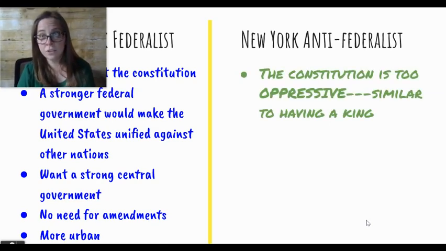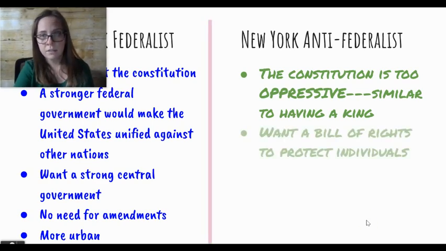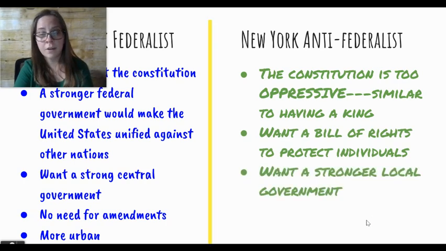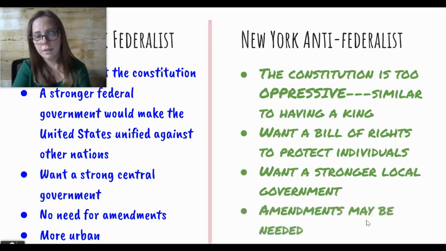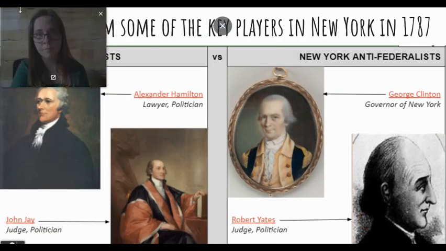Now let's take a look again at those New York Anti-Federalists. They think that the Constitution is too oppressive. It's like having a king again. They want a Bill of Rights to protect individuals. They want a stronger local government. They want their state to have some say in what's going on. And if a constitution is to come about, they want the ability to put amendments in to help protect the people down the line in the future. These are more rural people who aren't living in those big cities at this time.